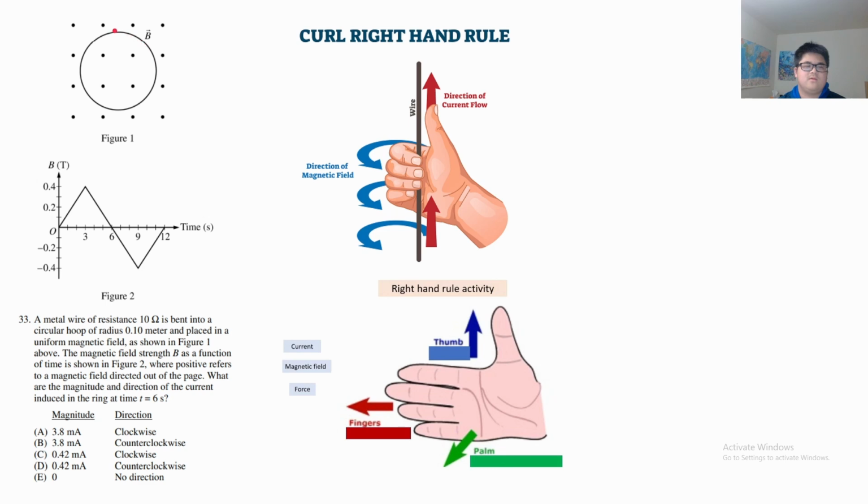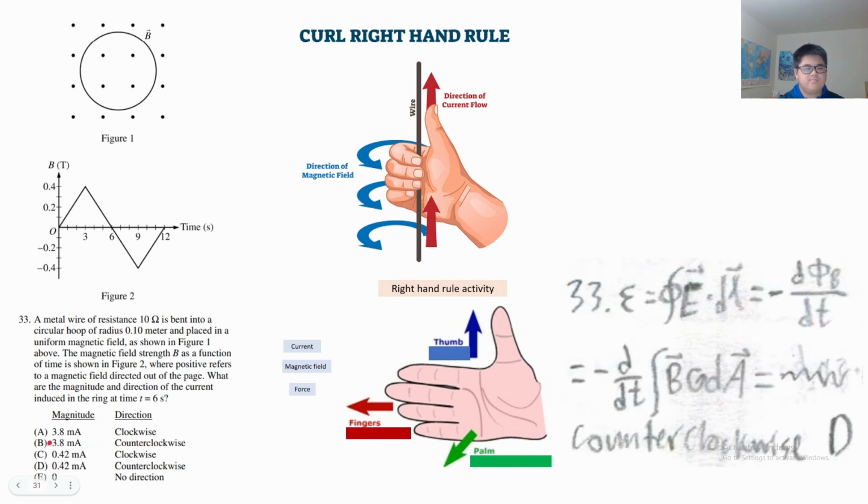And if you point your thumb to the left, then your fingers would also curl out of the page at the center. So basically a current flowing counterclockwise would produce a magnetic field that points out of the page. Therefore the current's direction has to be counterclockwise. We know that the answer has to be either B or D, because these are the two counterclockwise answers. And you could just use intuition to guess that it's D, because the magnitude cannot possibly be that high for answer B.